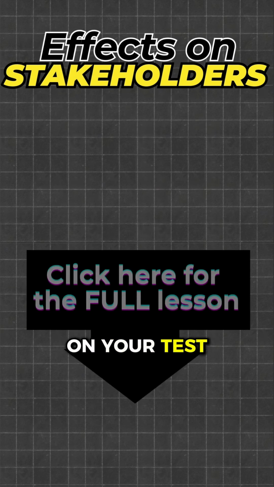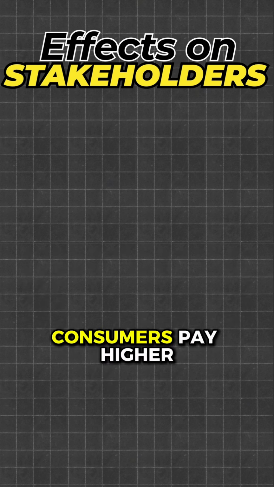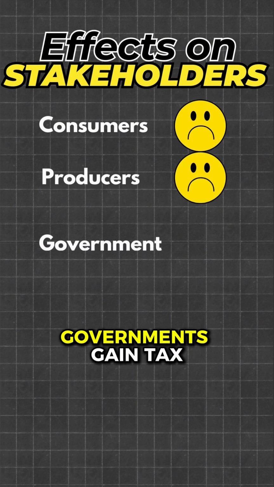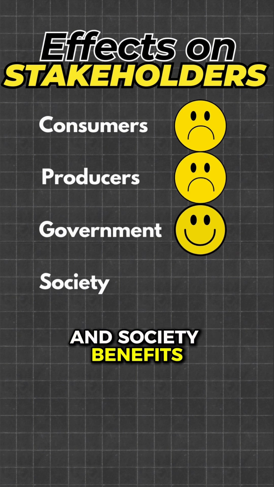Now, if you want a 7 on your test, make sure to watch the full lesson to get all the effects. But here's a quick summary. Consumers pay higher prices or lose access, producers face lower revenue, governments gain tax income, and society benefits when consumption falls.